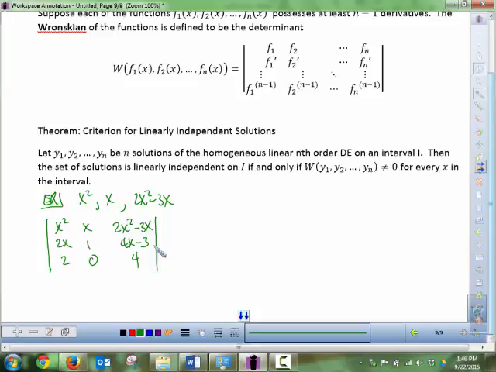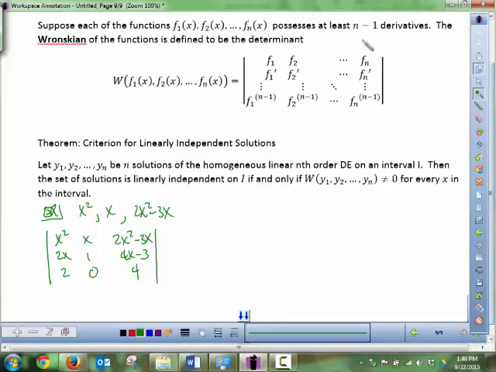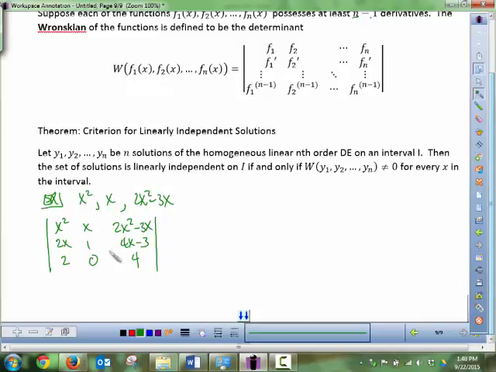Yeah? Is it just until the second row? Yeah. There are 3 functions here, and the Wronskian is looking for 3 minus 1, so just up to 2 derivatives. I was going to use the last row, but we can use either one.